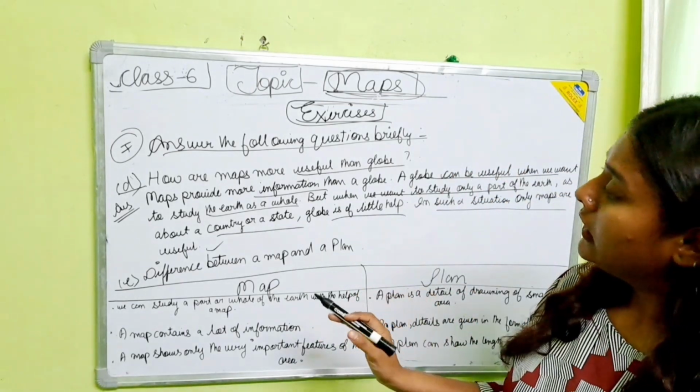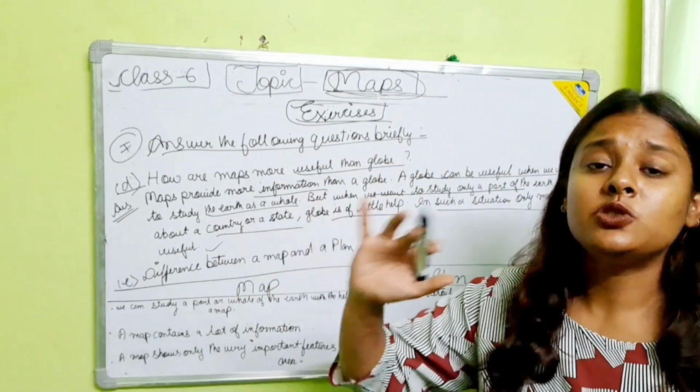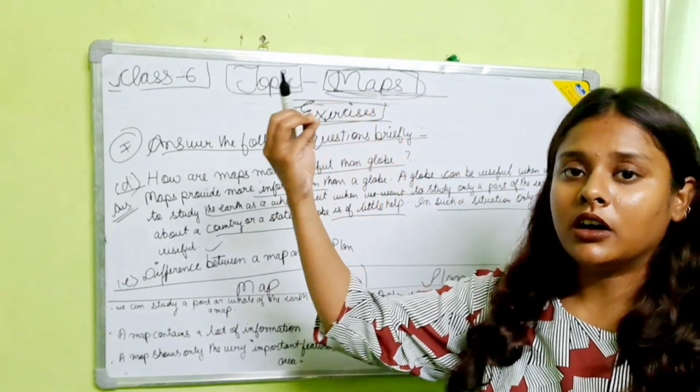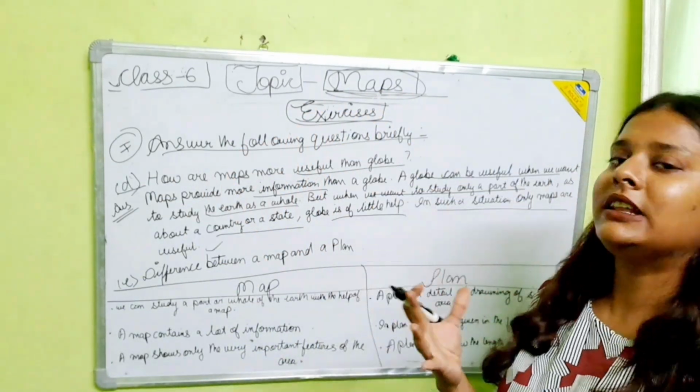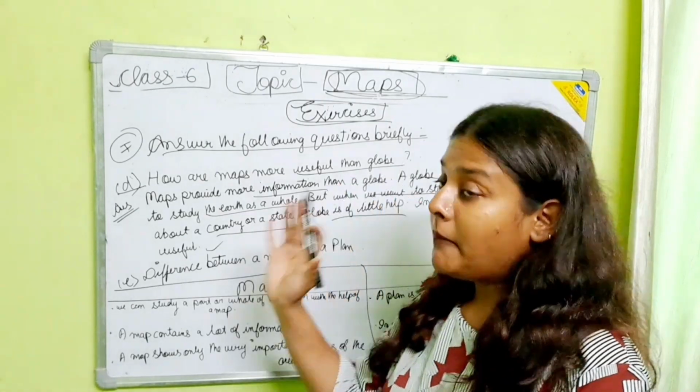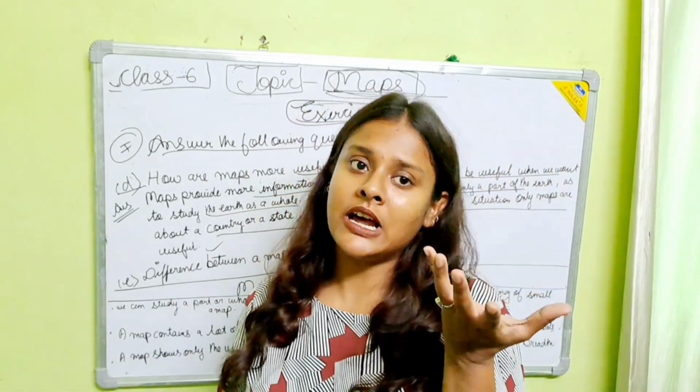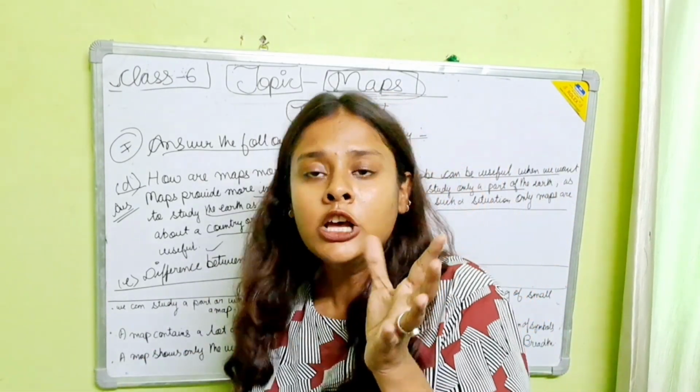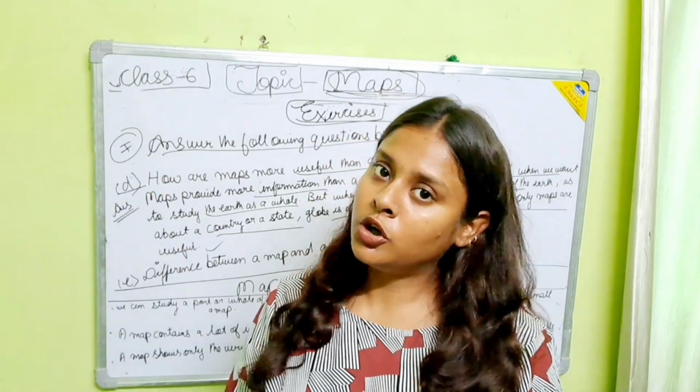When such a condition arises, when you study about your state, country, or continent, it is better that you study it on maps as compared to globes. But when you study the earth as a whole, you can look at a globe.